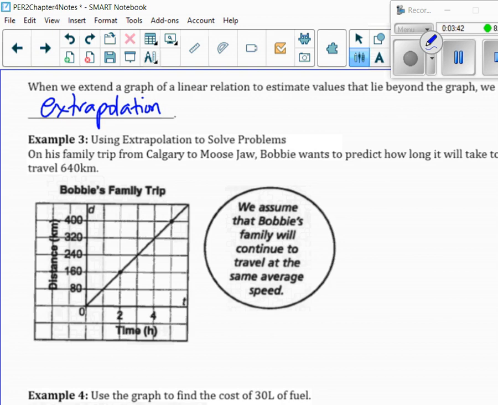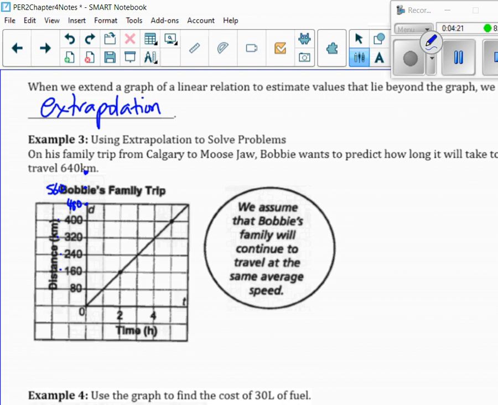So what would the next tick be on the graph? If this is 80, 160, 240, 320, 400, you'd go up by 80. So this is 480, 480 would be right there. Then another 80 would be 560. And then another 80 would be the 640. So that means it has to be 3 ticks past this. Here's 1 tick, here's 2 ticks, here's 3 ticks.